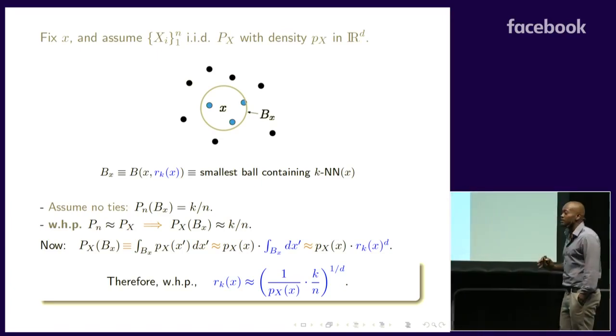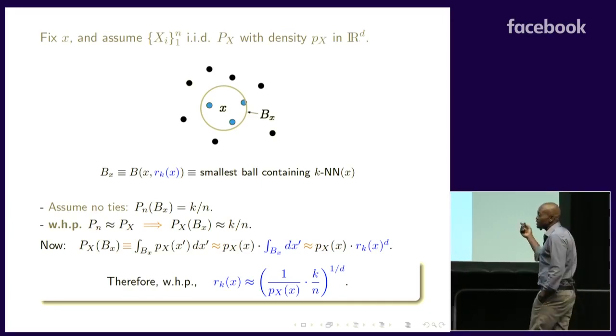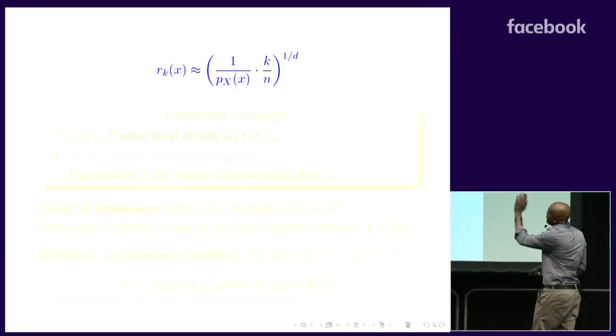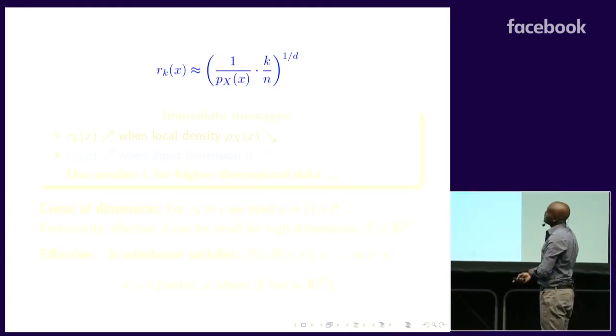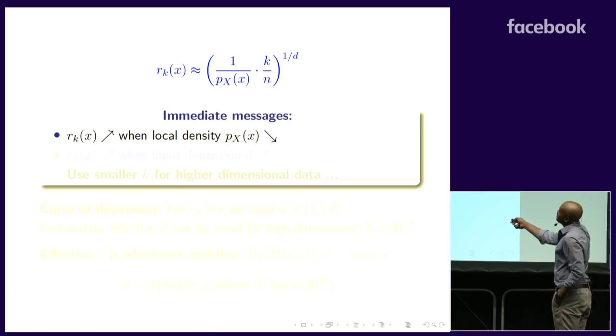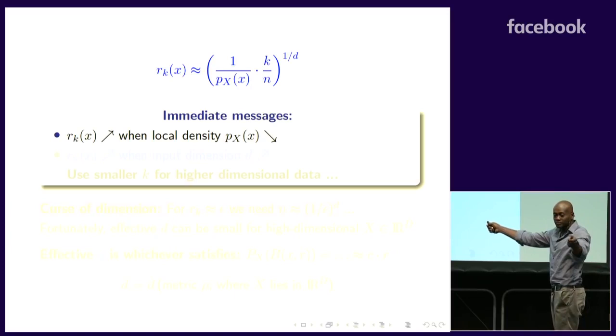Much of the analysis of nearest neighbor methods goes through the same sort of intuition, characterizing Rk of x, understanding how the nearest neighbor distances behave. And here you get how it behaves through simple intuition. So now let's try to understand what this equation tells us. The immediate message is that if I let px go to 0, Rk of x increases. That's an intuitive message. If the density is very low in some regions, your nearest neighbors are very far.